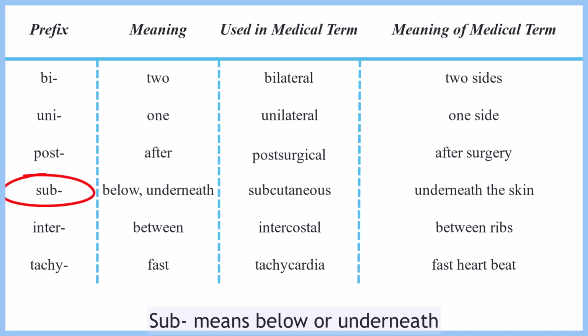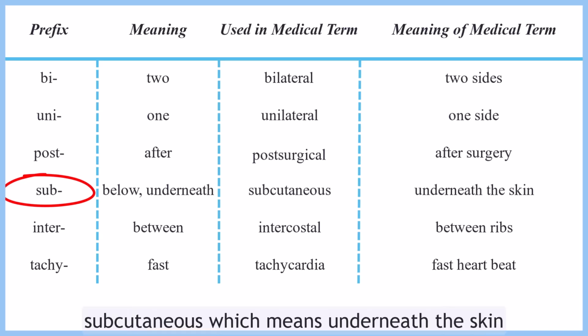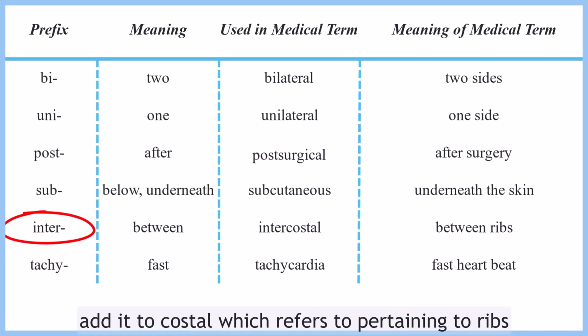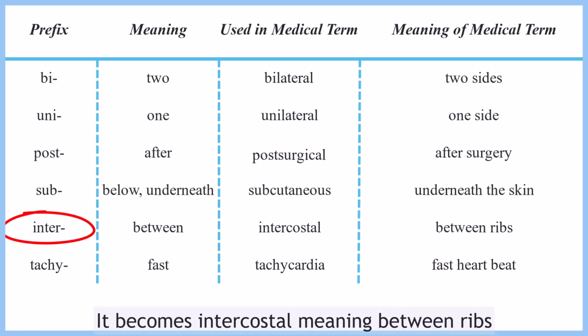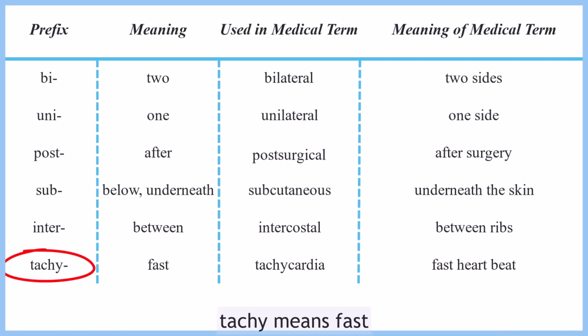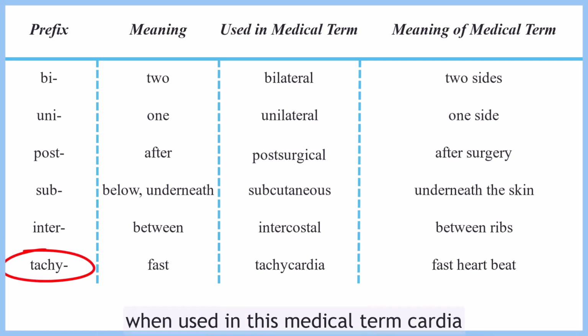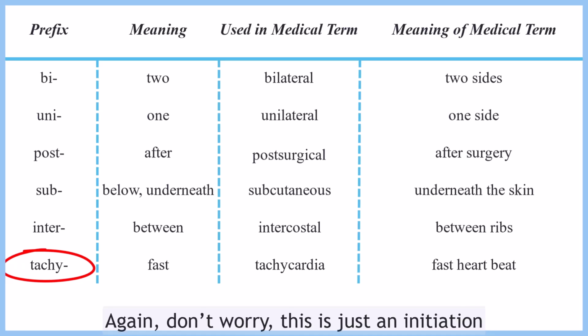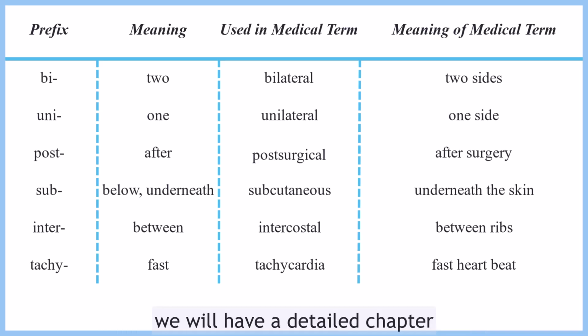Sub means below or underneath. The example we have in the table is subcutaneous, which means underneath the skin. Inter means between. Added to costal, which means pertaining to ribs, it becomes intercostal, meaning between ribs. Tachy means fast. When used in this medical term, tachycardia, the medical term now means fast heartbeat. Again, don't worry, this is just an initiation. We will have a detailed chapter on all types of prefixes.